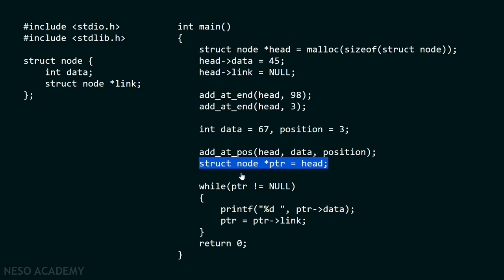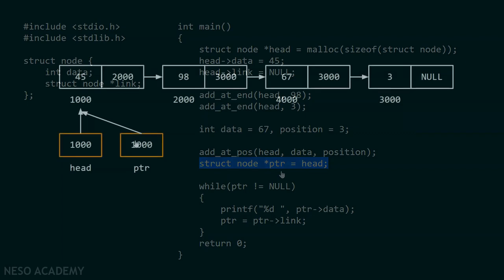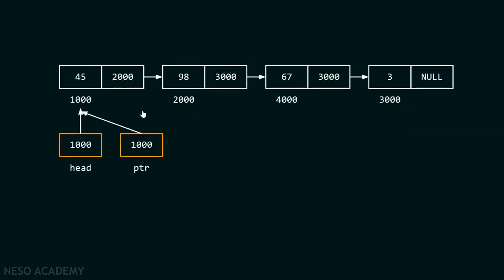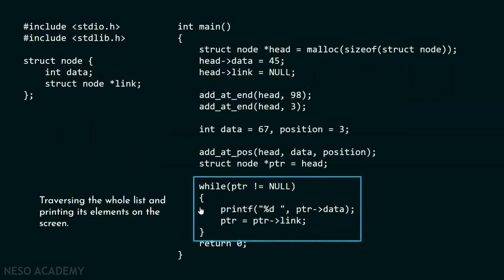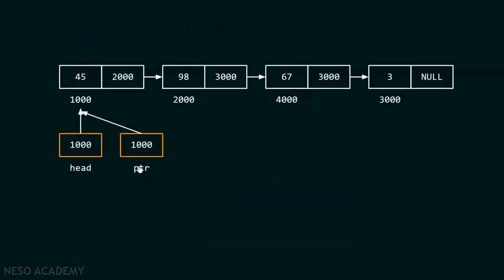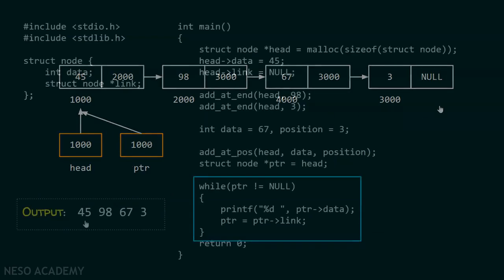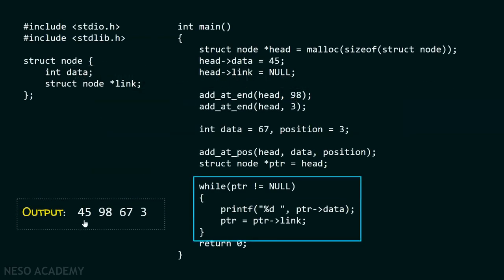And here in this main function, you can see I have created PTR. That is the pointer which will point to the first node of this list. I want to traverse this list for printing all the elements of this list. That is why I'm using this pointer for traversal. Here you can see this while loop will help us in traversing the whole list, and it is helping us to print all the elements on the screen. You can see this PTR pointer will traverse the whole list, and therefore the output of this program is 45, 98, 67 and 3. So this program is helping us in adding the data at certain position.